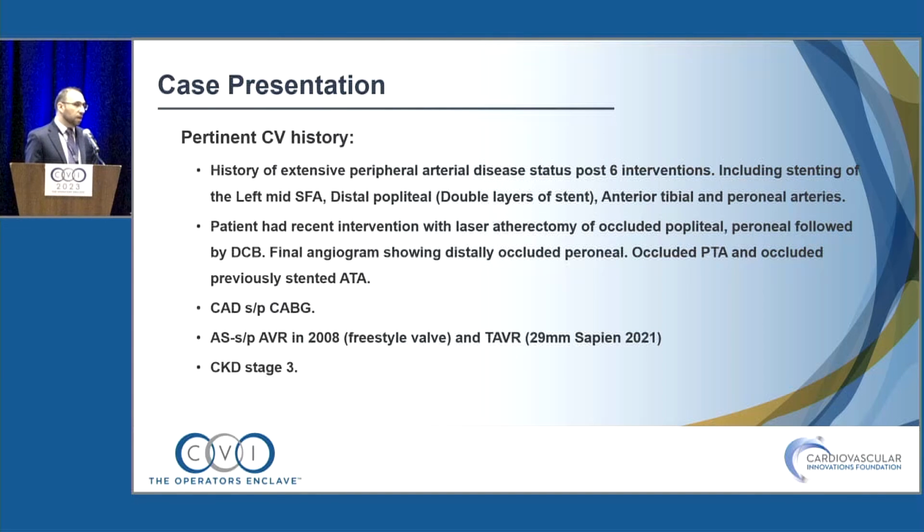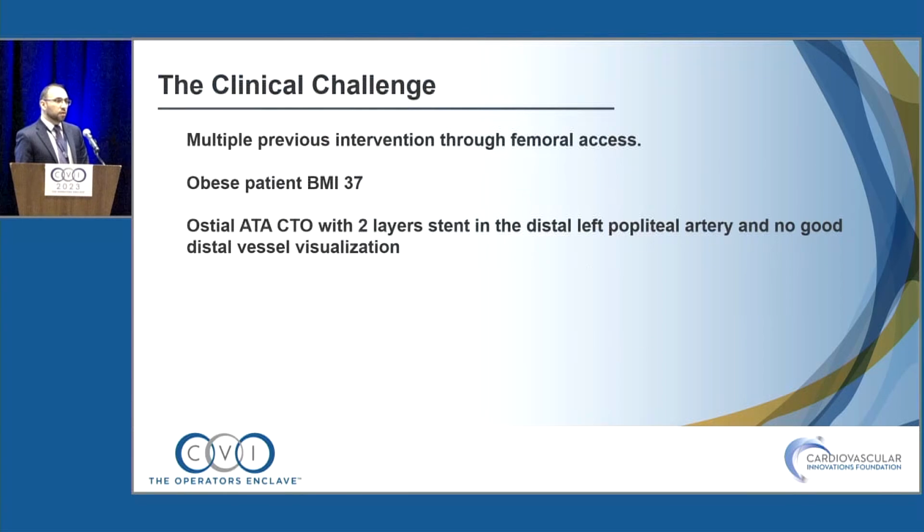CABG, AVR, he has chronic kidney disease stage 3. We could not use the dye freely because of that as well. So he continued to have the symptoms and came back for a second opinion. The challenge is he has had so many interventions through the femoral access and complications, obese patient. He has an ostial ATA CTO with 2 layers of stent, and you have no good flow distally as well. And the other challenge also, his creatinine is like 3.5.